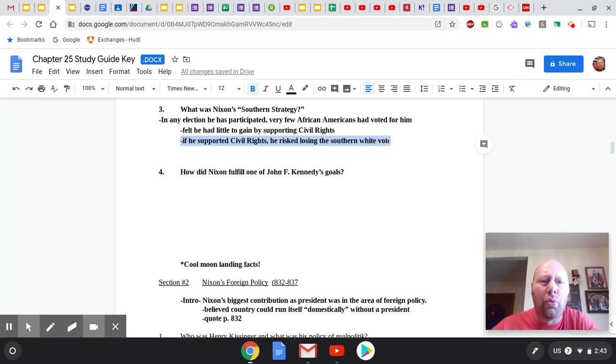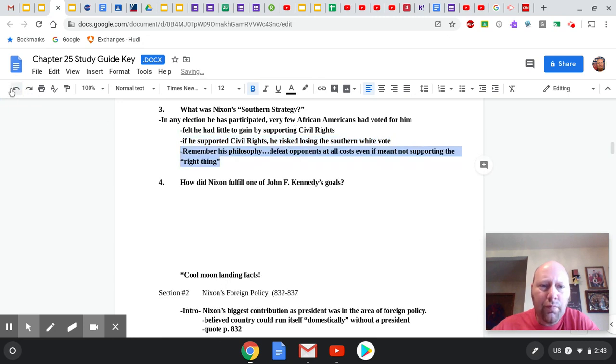If he supported civil rights, he would risk losing all the Southern white vote and thereby put him at jeopardy of winning the election. Remember his philosophy. His philosophy is to defeat opponents at all costs, even if that meant not supporting the right thing. So it sounds like a bad stance to take, saying I don't care about minorities, but it's going to help him win the election.